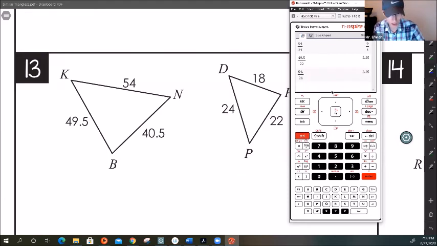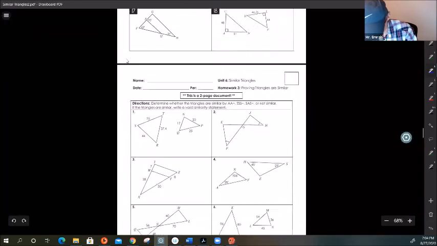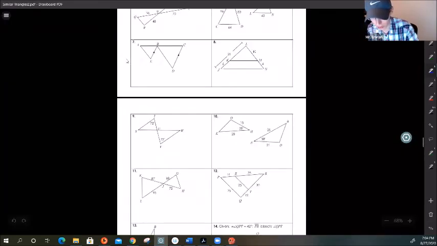So I need to go ahead and check the smallest sides as well. 40.5 over the smallest one, 18. 2.25. Awesome. I did it in my head and estimated. Okay, Jaira, you are your own calculator. Okay, so let's move on. See, in the regular class, you would have homework on this one.